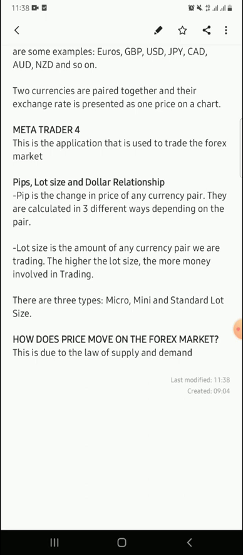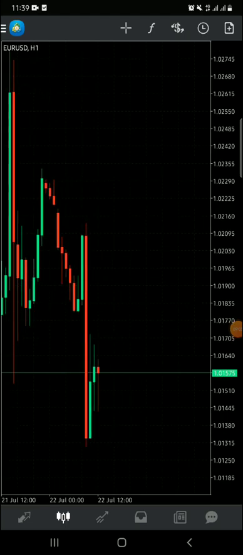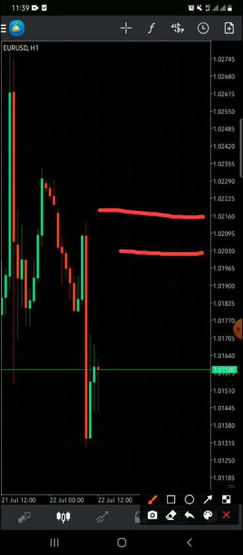To explain this better, let's go back to our MetaTrader 4 app and check it right away. All right, we are back to our MetaTrader 4 app. Let's look at the chart right now. This is what I was explaining about a pip. Let's look at this price, 1.02160, and this other price, 1.02030.